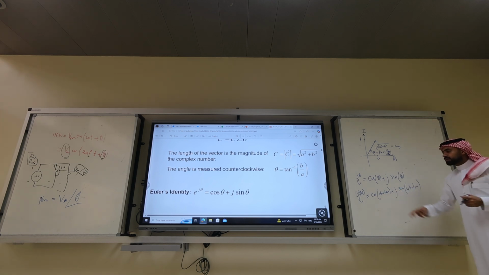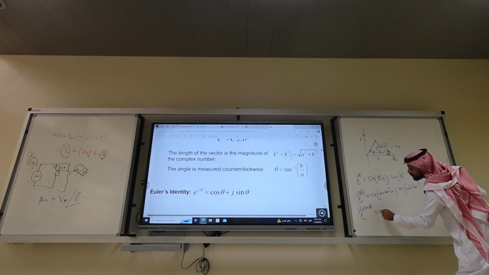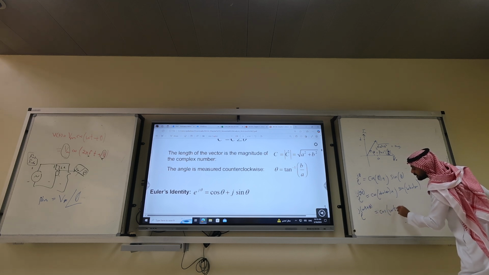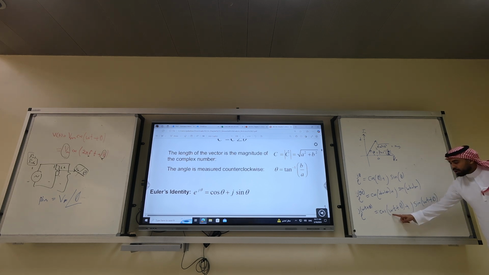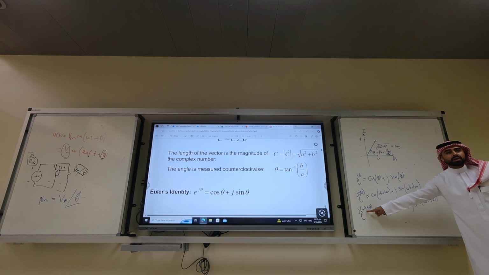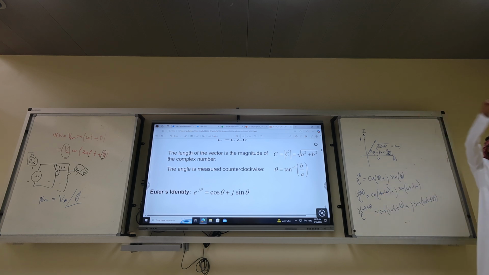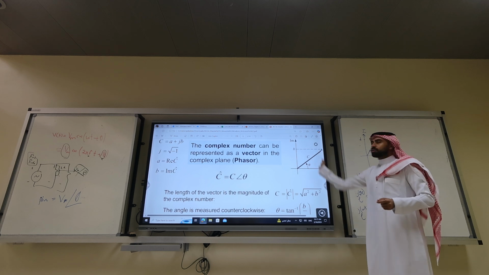Why I said whatever is maybe we can have e to the power j times omega t plus theta, which will be cosine of omega t plus theta plus j times sine of omega t plus theta. In other words, I can have a cosine plus sine real-time expression. So this is what we call a rotating phasor. Every time this phasor changes, if you create it as a function of time, it will rotate.